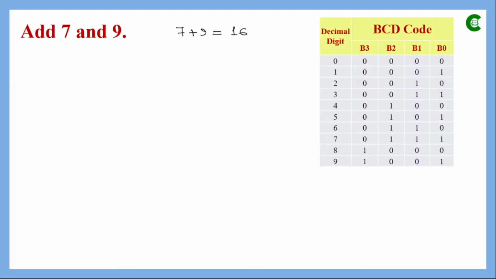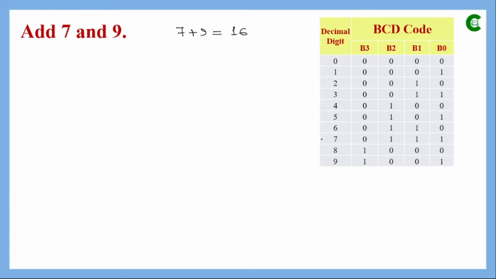First we will add two single-digit decimal numbers. Here, as we can see, 7 plus 9. If we perform that addition in decimal, it will be 16. Now we'll keep aside the mapping between BCD code and decimal digit so that it will be helpful for us to perform the addition. In the first step of the algorithm we have learned, we first have to convert those decimal numbers into their equivalent BCD code.